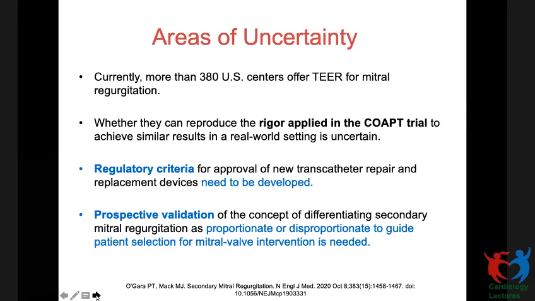Whether they can apply the rigor used in the COAPT trial to achieve similar results in a real-world setting is uncertain. So regulatory criteria for approval of new transcatheter repair and replacement devices need to be developed, and prospective validation of the concept of differentiating secondary mitral regurgitation as proportionate or disproportionate to guide patient selection for mitral intervention is needed.